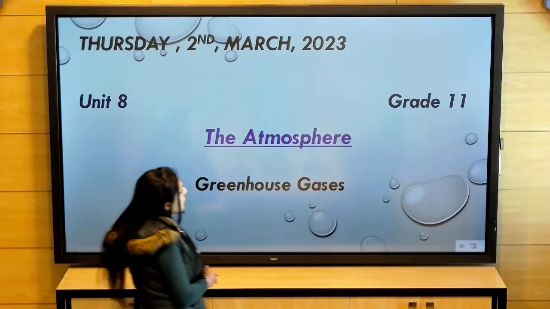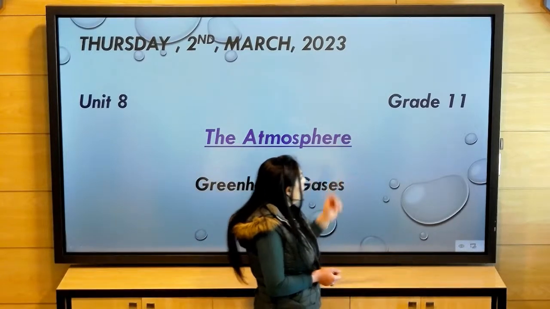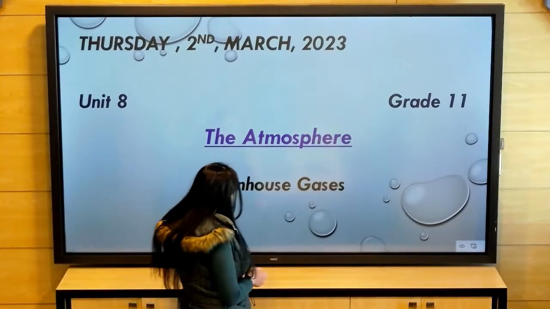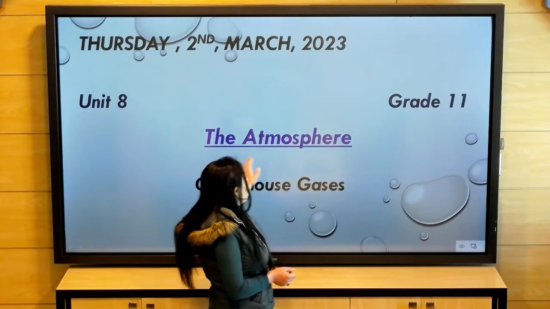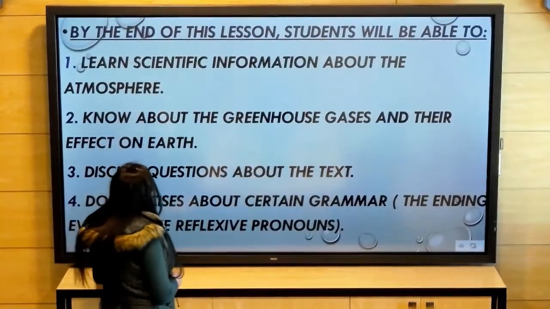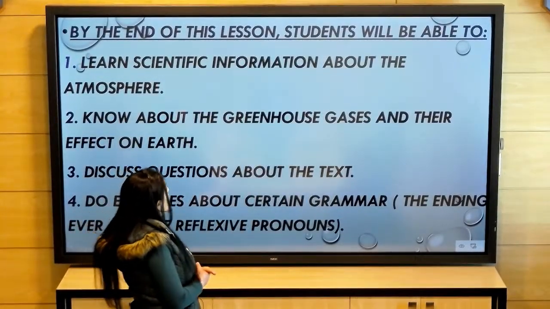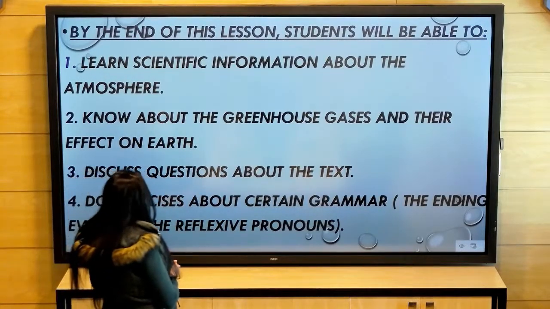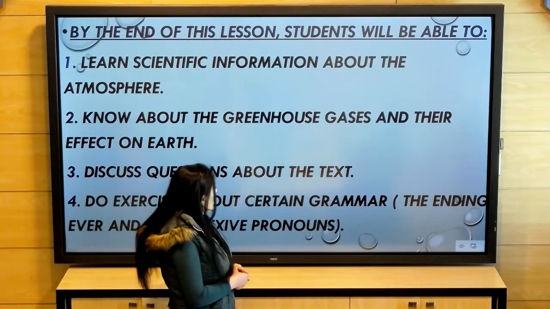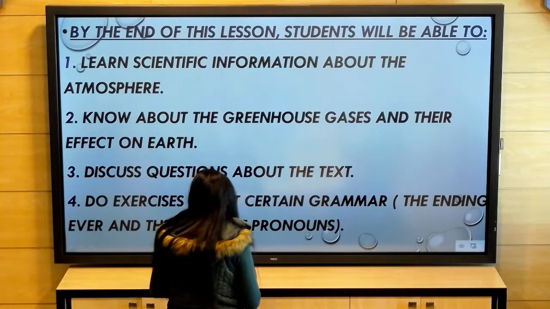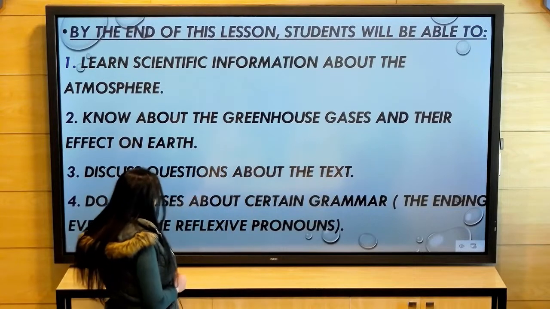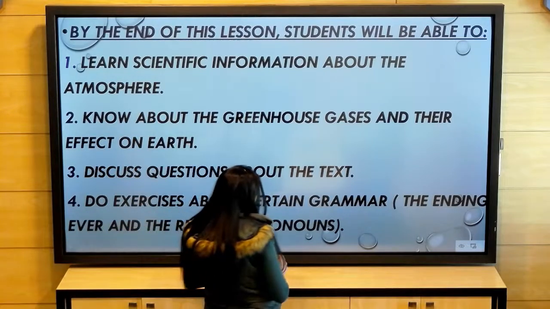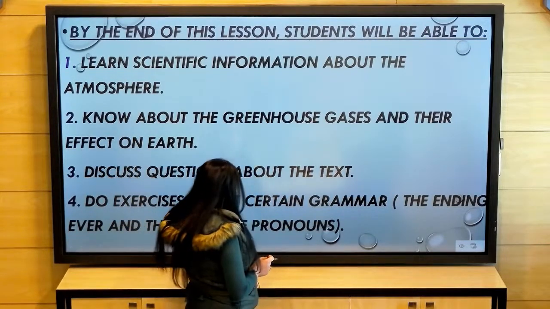We're going to start with the grade 11, continue with Unit 8, the atmosphere. We're going to talk about greenhouse gases. By the end of this lesson, students will be able to learn scientific information about the atmosphere, know about the greenhouse gases and their effect on Earth, discuss the questions about the text, and also do exercises about certain grammar like the ending ever and the reflexive pronouns.